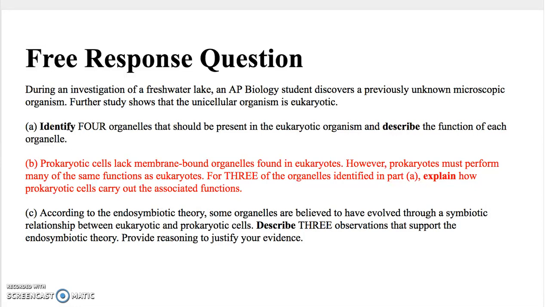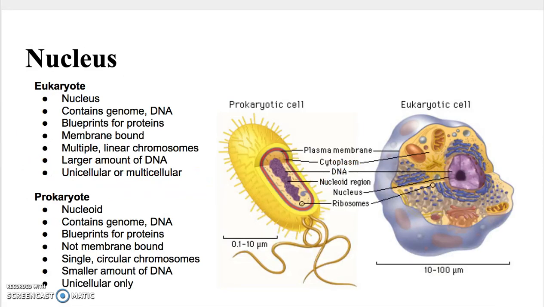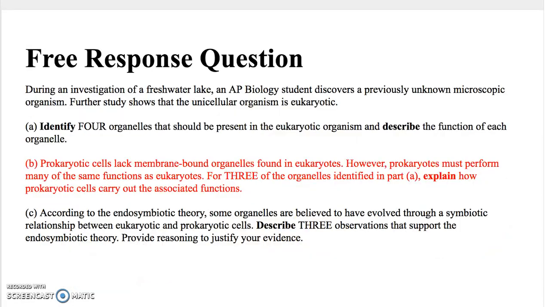So that's a really good answer to A. And then ribosomes are in all cells, so that's another logical example or a specific choice for A. So let's talk about those three if you were to choose those for B. First of all, say you chose the nucleus. Now your job in B is to compare. It specifically says they have to perform the same functions as eukaryotes, and then you have to explain how prokaryotes carry out the same associated functions.